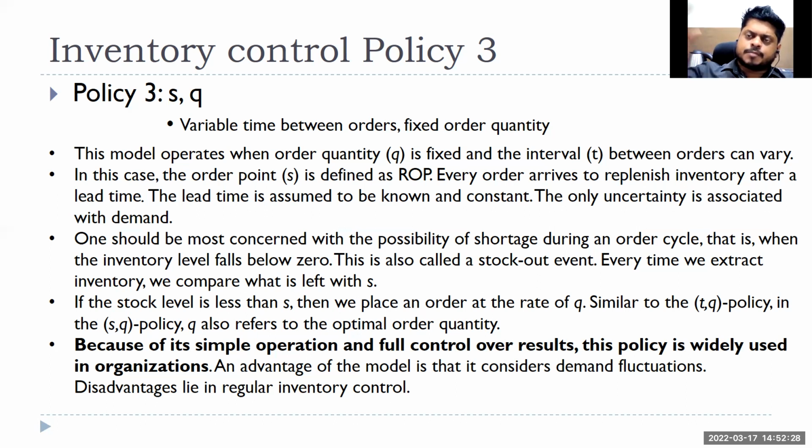Whenever you are ordering, from the supplier's point of view also, that is good, so that they have control over how much quantity of demand is coming, right? So this is where you have variable time between orders and fixed order quantity. Every time you are ordering from the supplier, wholesaler or distributor, you are ordering a fixed quantity, because based on that he will be providing you certain discount and certain relaxation on the transportation cost.